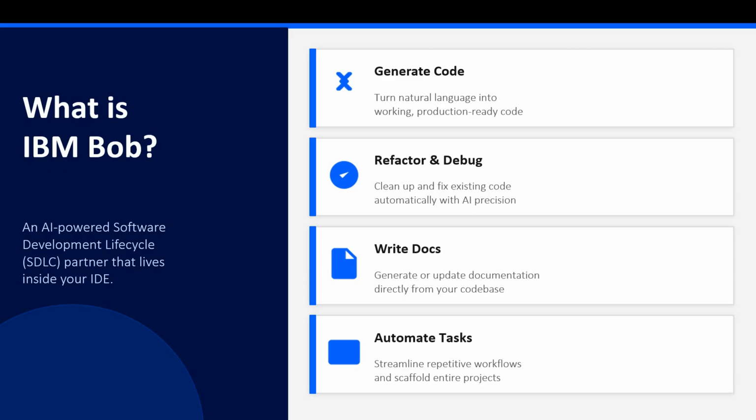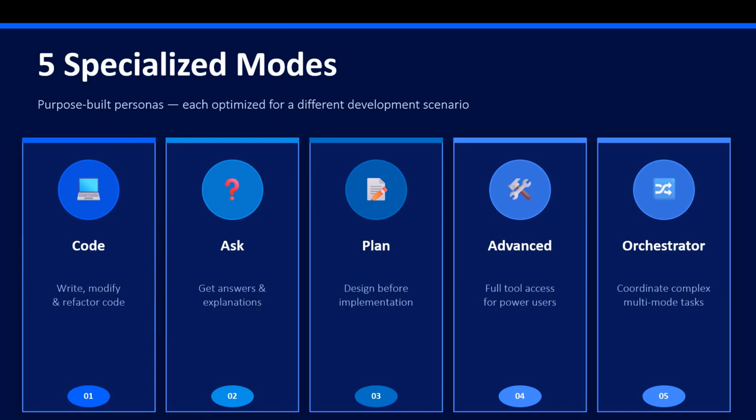Now next we will talk about some specialized modes that come with Bob, because we know that these are purpose-built personas, right? Each optimized for a different development scenario. So these are all the specialized modes that you can use. The first is to write, modify and refactor code. Yes, you can use IBM Bob to write code, modify existing code and refactor the code. The second thing is Ask.